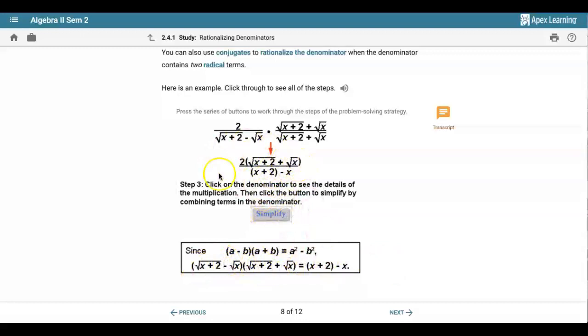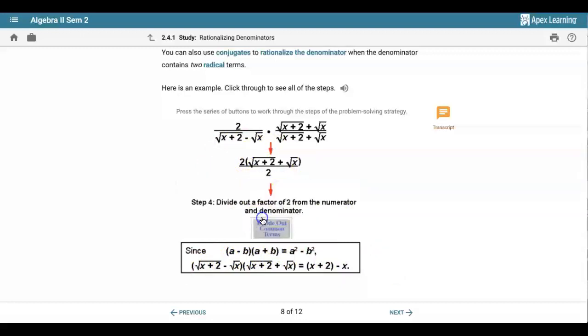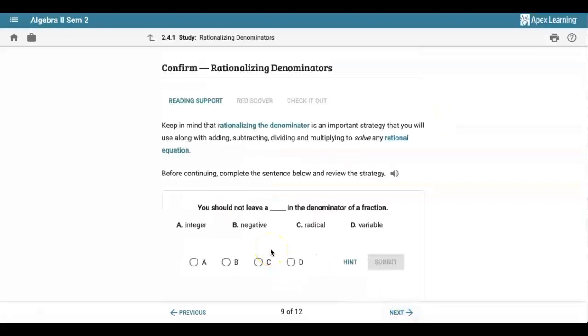But from here, I can simplify because I had x minus x, so I'm left with 2. For this, I can divide out a number of 2 on the top and the bottom, so I'm just left with square root of x plus 2 plus square root of x. Believe it or not, it boils all the way down to this value here. So sticking with it, hopefully not anything too difficult. It's just keeping track of what you're doing and making sure you're following all the processes here.